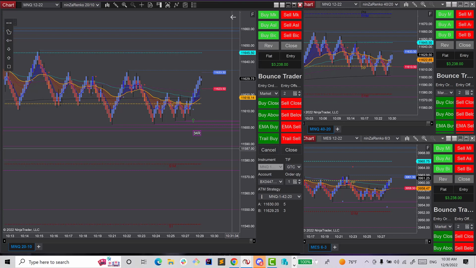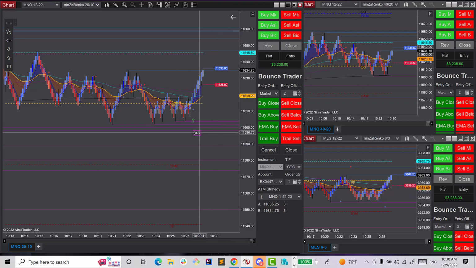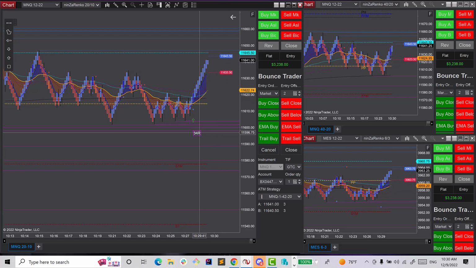I'd like to show you a 34B trade. Hopefully I'm gonna get it, because these two, 34R and 34B, are my most favorite ones. They just happen the most.